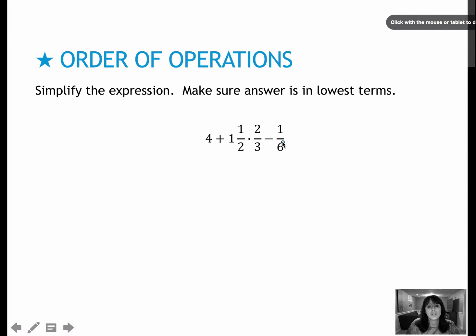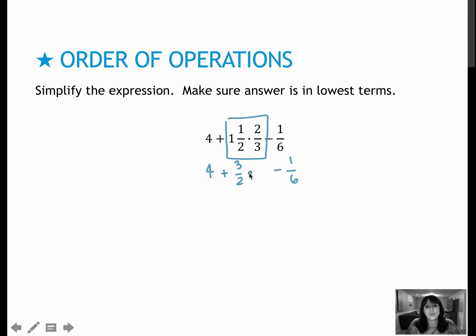There is some addition and subtraction, and also some multiplication, and we all know that multiplication should happen first. So I'm going to rewrite my 4, I'm going to rewrite my minus 1/6. The two items that will be multiplied, I need them to both be improper fractions, or fractions anyway. So 1 and 1/2 will turn into 3/2, and 2/3 obviously will remain 2/3. I need to multiply those before I do any addition or subtraction.